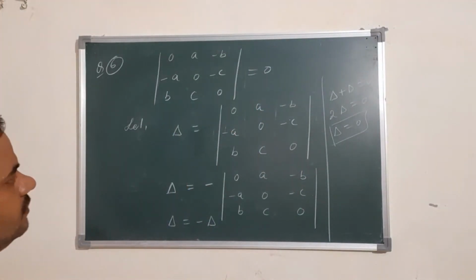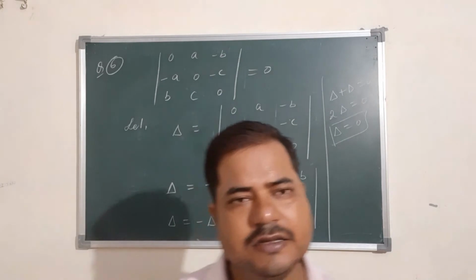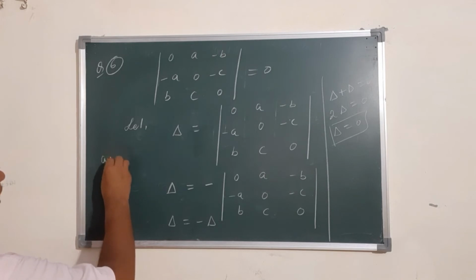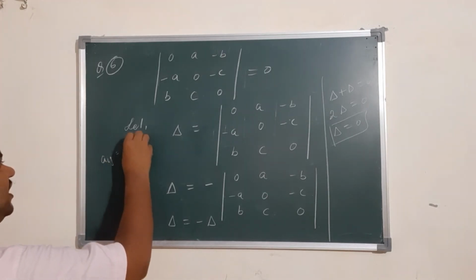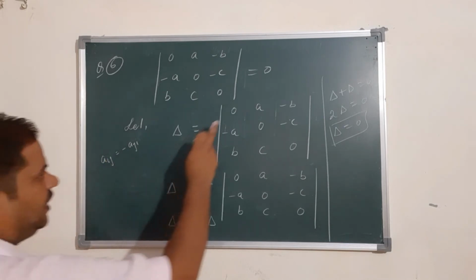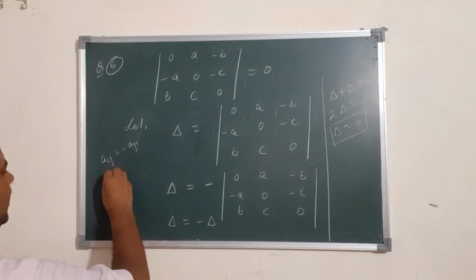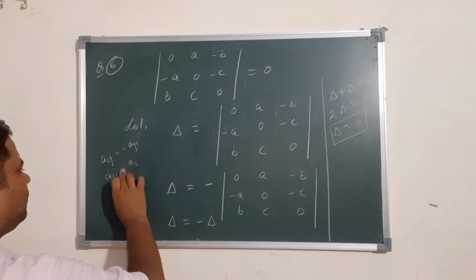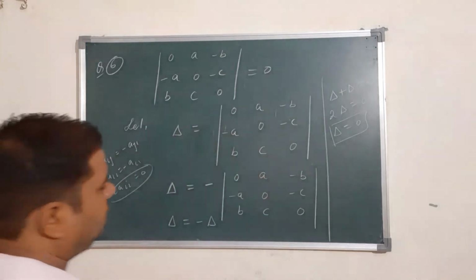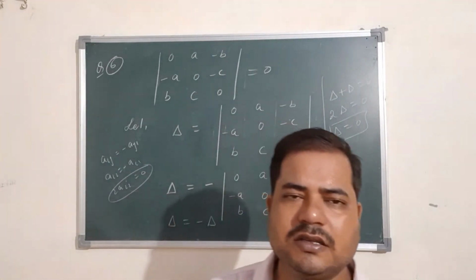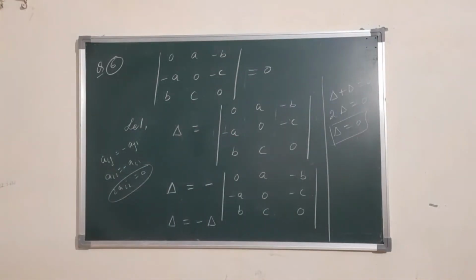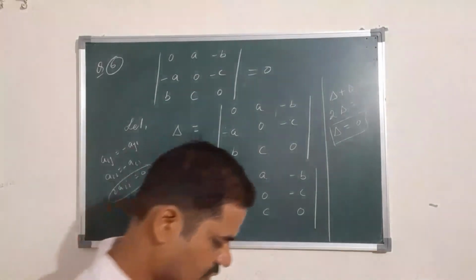You remember the skew symmetric matrices also. Skew symmetric matrices means Aij is equal to minus Aji. If i is equal to j, A11, A22, A33, then Aii plus minus of Aii, this is 2 times Aii is equal to 0. The same thing: this is delta, and after taking minus common, again it is delta. So we have 2 times delta is equal to 0, and we have the result. Now next one.